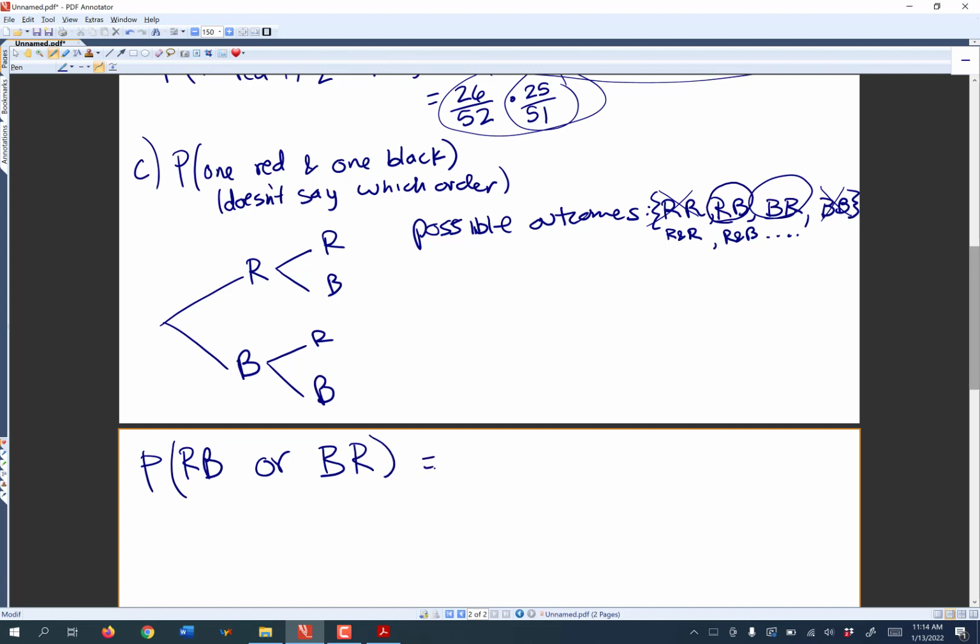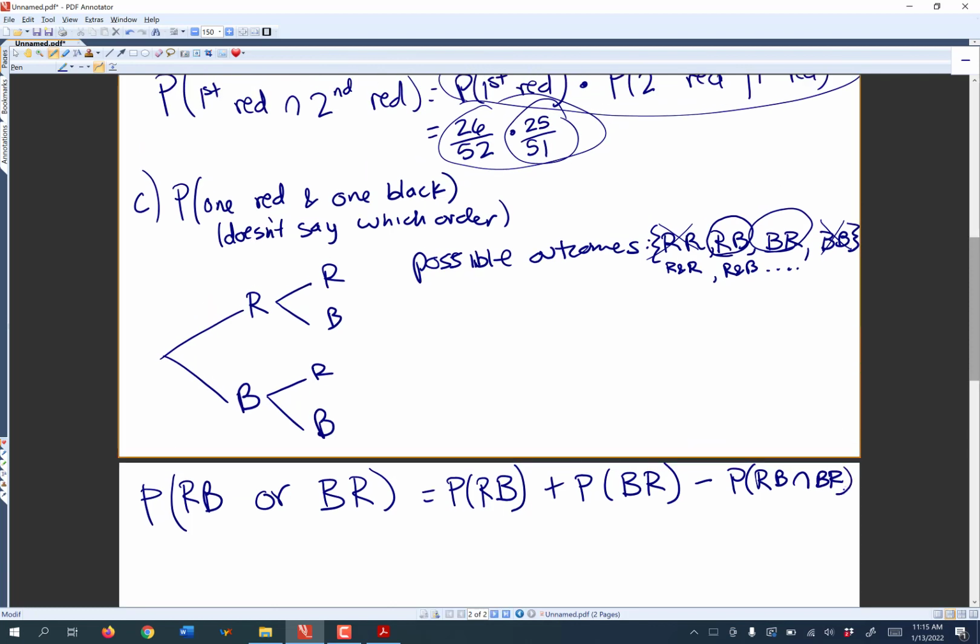When you have an or, that means we're going to need to add it. So probability of red, black, plus the probability of black, red. Now technically you should probably minus out the probability of the intersection, red, black, and black, red. But these are disjoint events. They can't both happen at the same time. You can't get red and black and black then red at the same time. This is a sequence, so it has to be one or the other. They're disjoint, or mutually exclusive. So you don't have to worry about that.